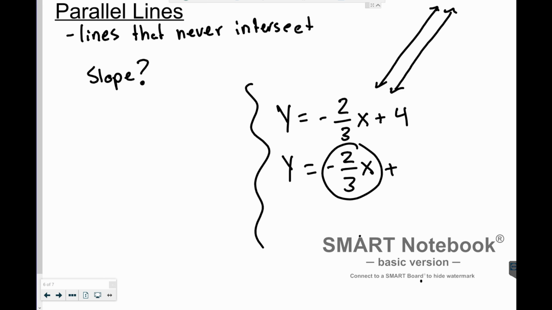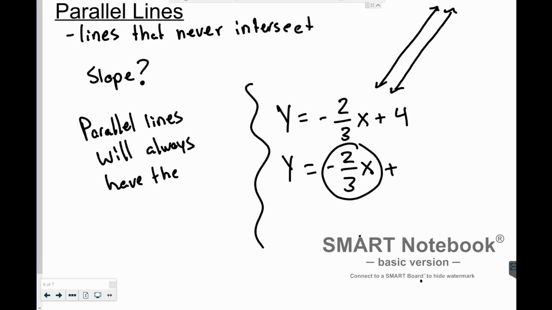This is to say that parallel lines will always have the same slope. Always. So if I give you any line in slope-intercept form, say give me one parallel to it, all you'll have to do is write another line that has this slope.